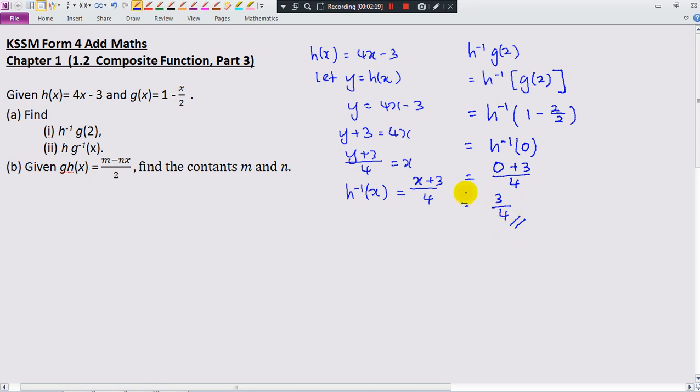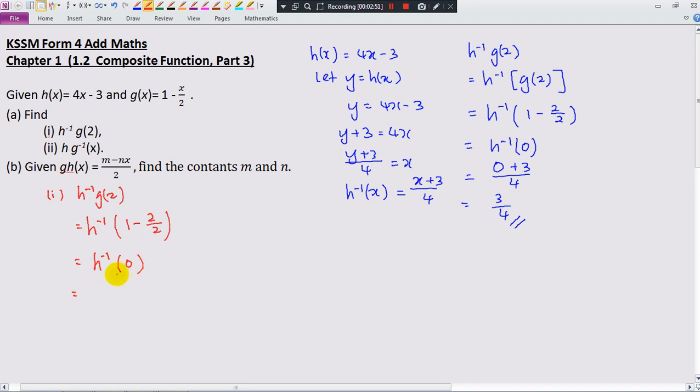Okay, so some students, they don't want to do it this way. We have another method. Let's say you don't want to find the inverse function here. We can do it this way. Okay, let me use another color. So g of 2, same thing. g of 2 is 1 minus 2 over 2. So this will give us 0.